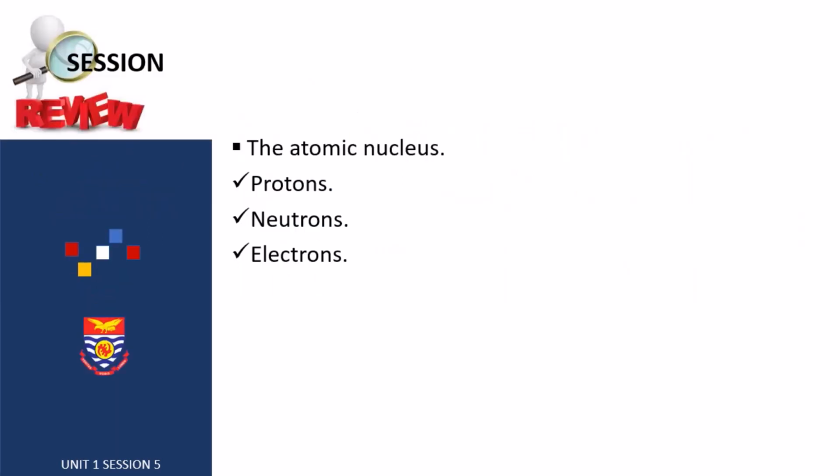In this session, we looked at the atomic nucleus, where we said the nucleus is found at the center of the atom and it is very small in size. It contains the protons and the neutrons, which form the bulk of the atom. That is, the entire mass of the atom is located within the nucleus. We looked at electrons as particles that are found outside the nucleus and are moving around the nucleus.